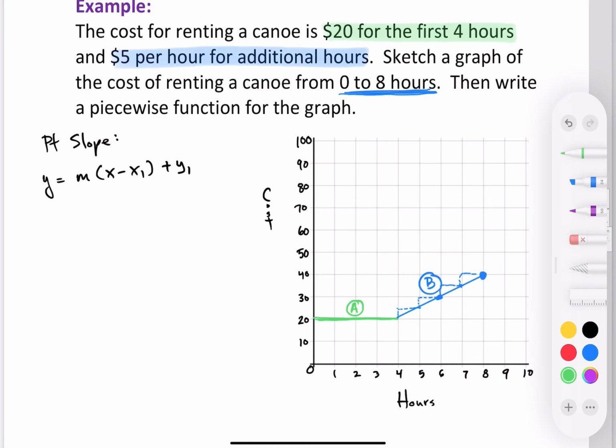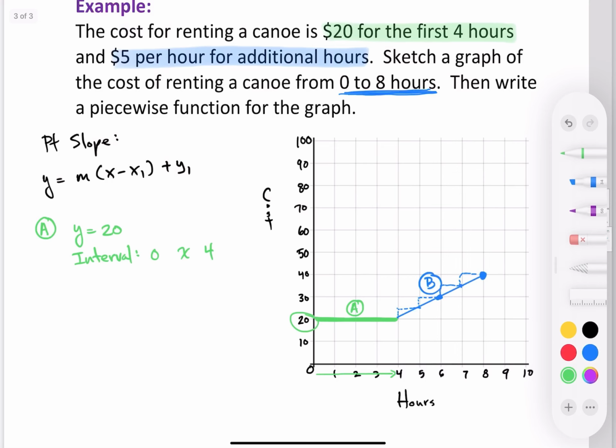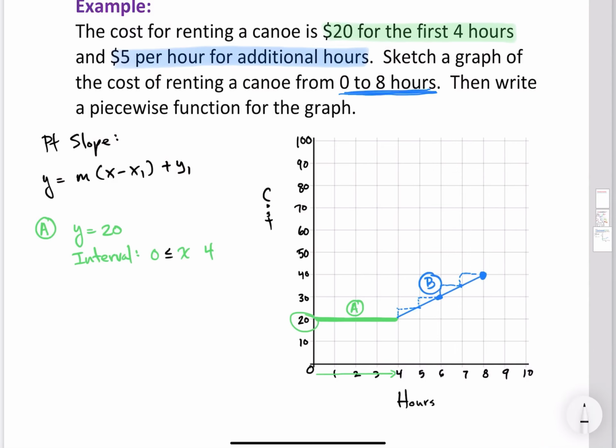And my first piece, part A, I want to know what is that equation. Now, remember I said earlier that if we have a flat line, that means it's just going to be y is equal to that y value, which is 20. So y is equal to 20. And that's along the interval of 0 to 4. So the interval for this equation, y is equal to 20, is when x is between 0 and 4 hours. And we are going to include that 0 and that 4.